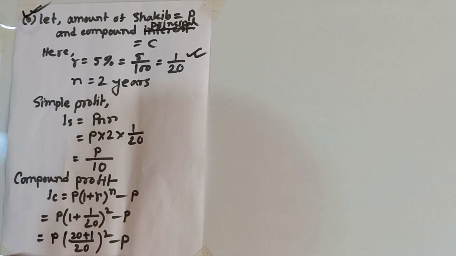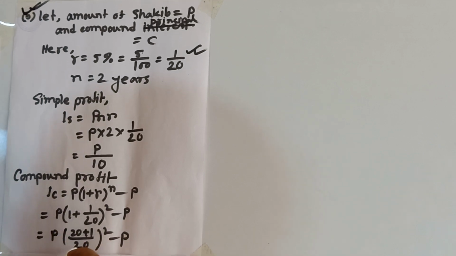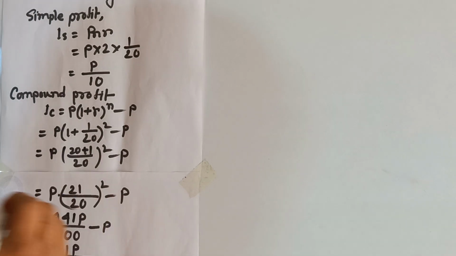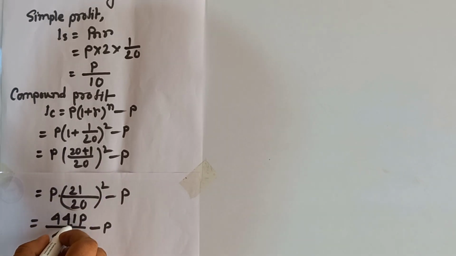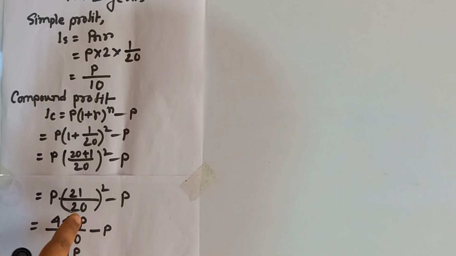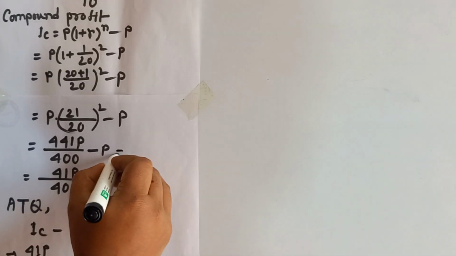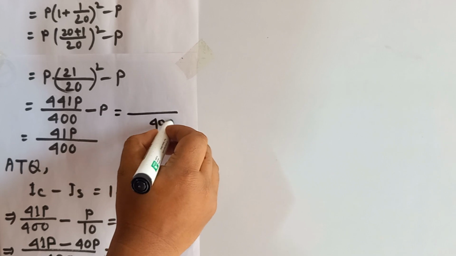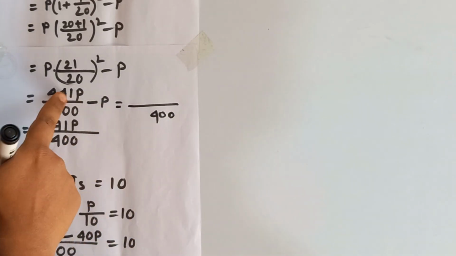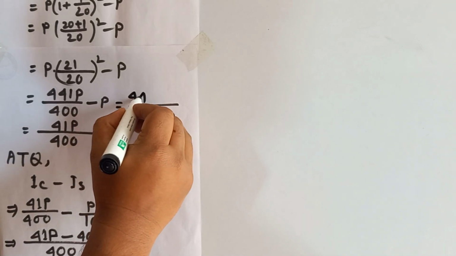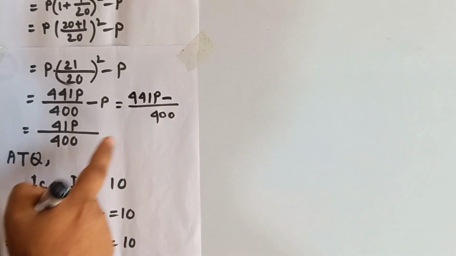Now we do the calculation. P into 20 as LCM, so 20 ones are 20 plus 1, so (21 by 20) squared minus P. Now we take the square of 21 and we get 441, with P multiplied here. When we take the square of 20, we get 400, minus P. Now we take 400 as LCM. When we divide 400 by 400, we get 1. That 1 is multiplied with this and it will be 441 P minus.